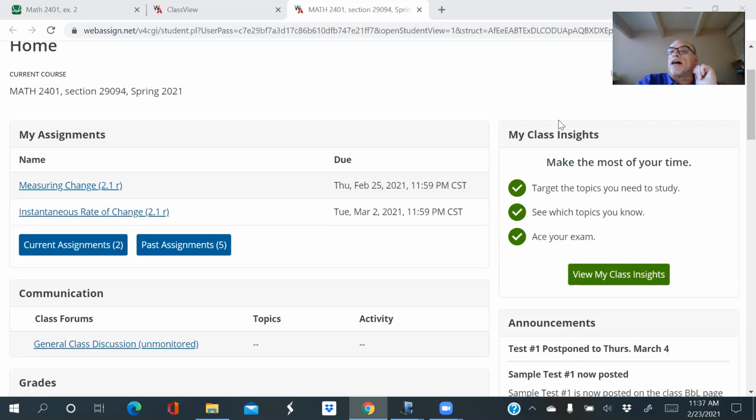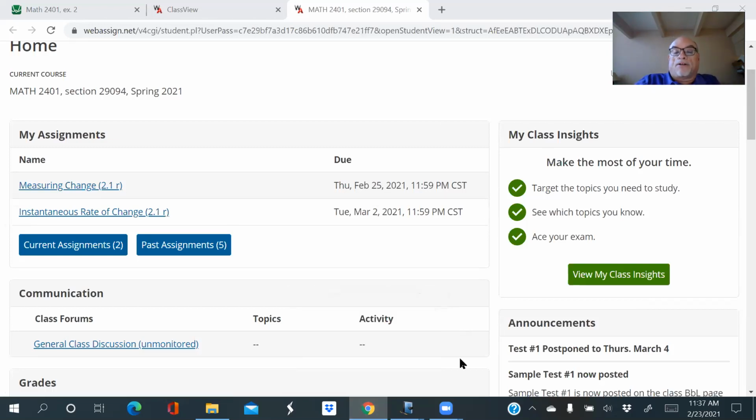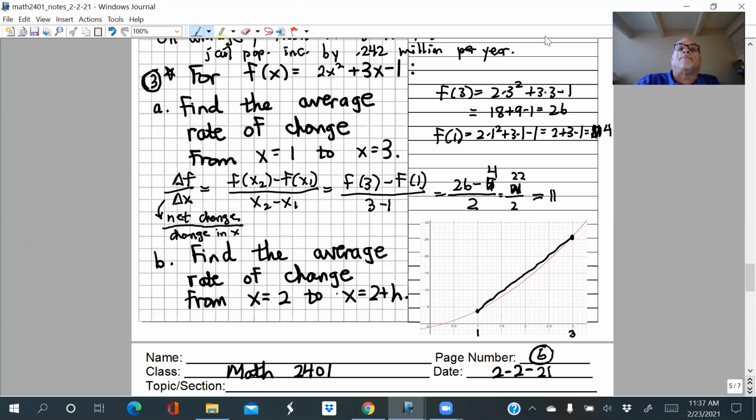Okay, so I'm going to dive right into where we left off in the notes last time, so we can make as much progress as possible today. Let me find the right notes, just where we quit last time. And I'm going to change the share just to the note pages.